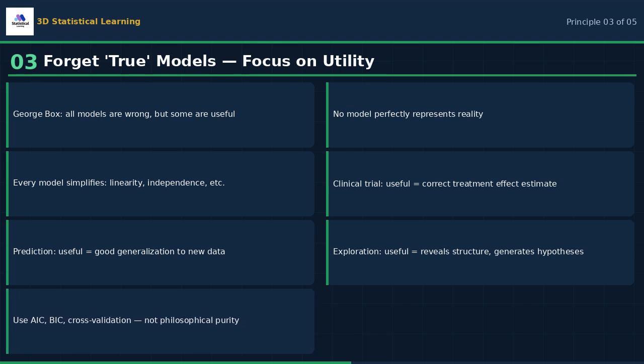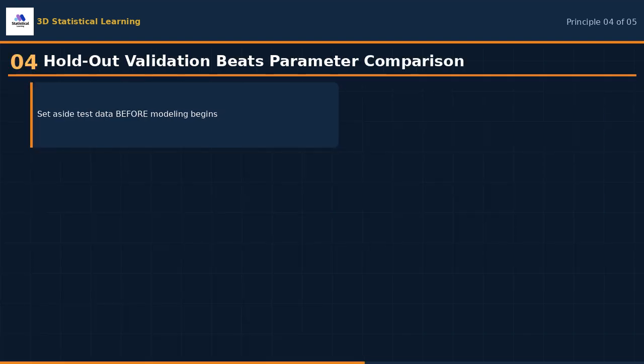When comparing models, do not ask which is truer. Ask which better serves your purpose. Use AIC and BIC for parsimony, cross-validated prediction error for performance, or likelihood ratio tests for nested model comparison when inference is the goal.